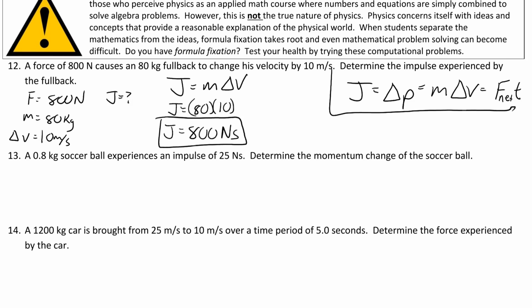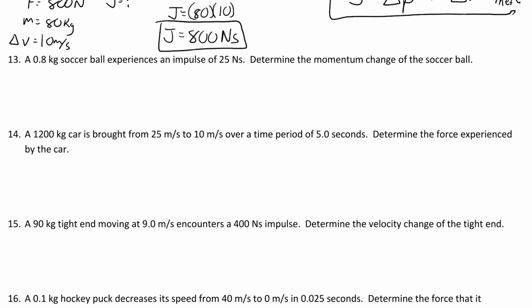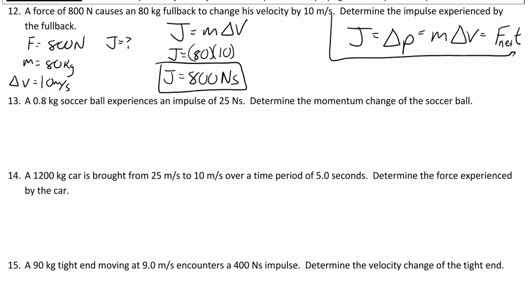Okay, so now 13 says a 0.8 kilogram soccer ball. So the mass is equal to 0.8 kilograms. Experiences an impulse of 25 newton seconds. What is the momentum change of the soccer ball? So this is the change in the momentum. What's the change in the momentum? Okay, so let's use what we know again. So we're looking for delta P. So we might as well use that part of the equation. And then what else do we know? We know the mass, but we don't know the change in the velocity.